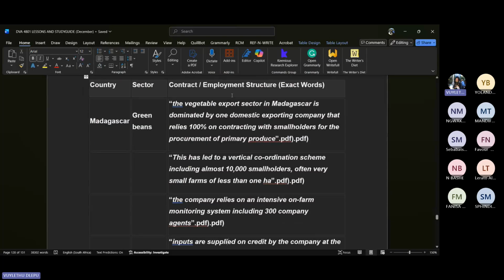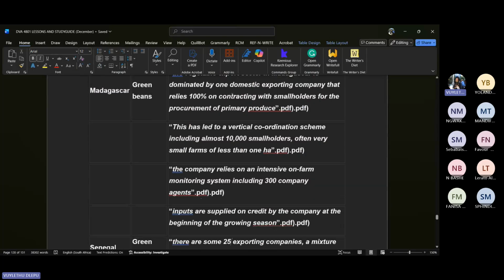The company relies on an intensive on-farm monitoring system, including 300 company agents. All of this is directly from the article, exactly as it is. The inputs are supplied on credit by the company at the beginning of the growing season.